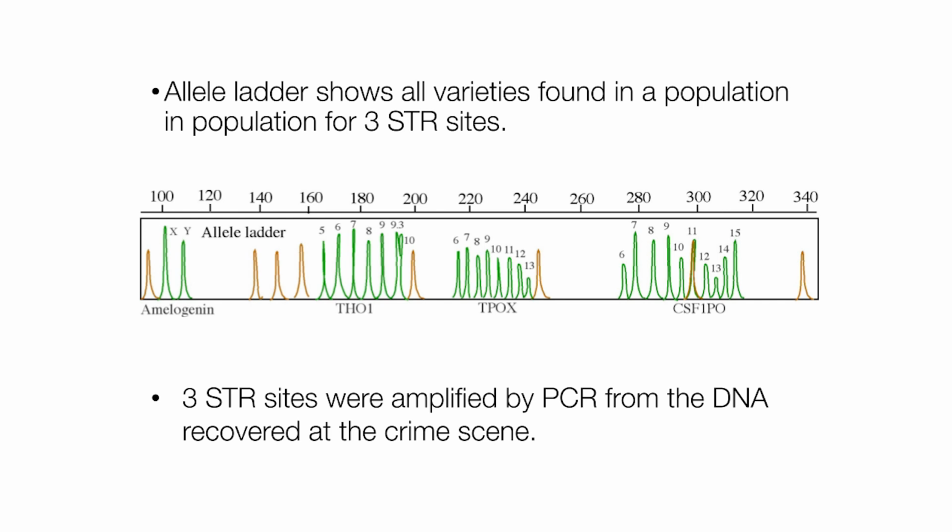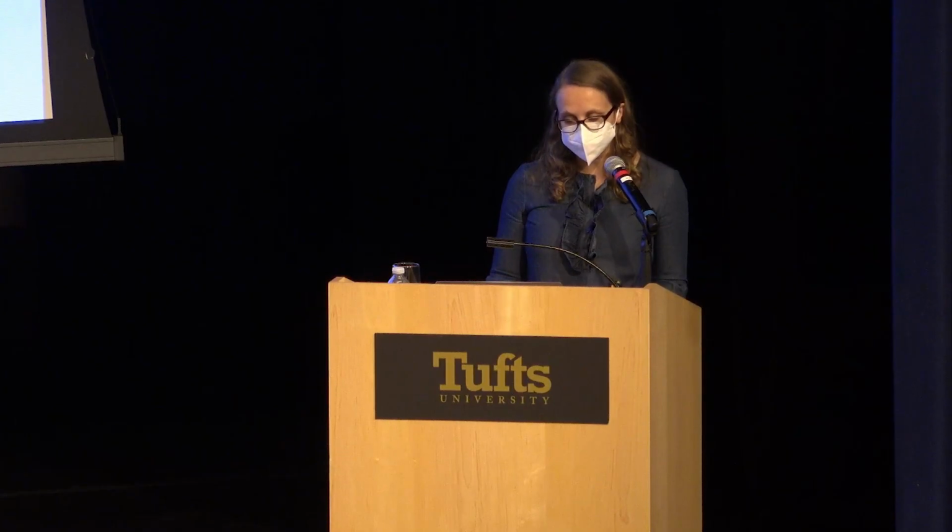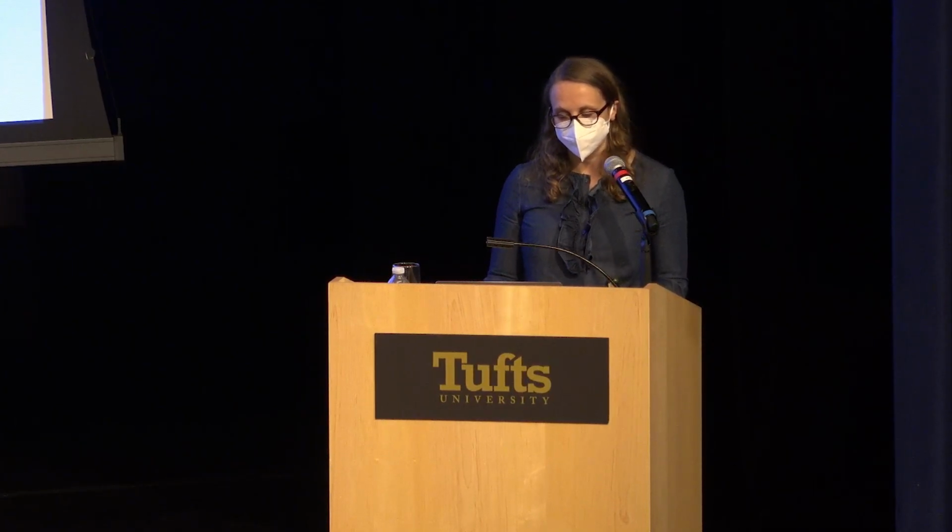If you look at the whole population, you can see that for this particular site, TH01, you can have either 5 repeats, 6 repeats, 7 repeats, 8 repeats, 9 or 10. And again, the more repeats there are, the longer the DNA is, and so it is at a different position in the gel. Similarly, for this other repeat site, you have about 5 or 6 different options.